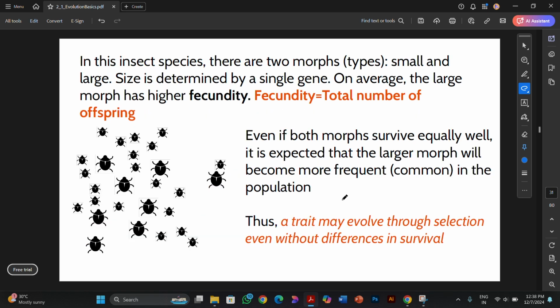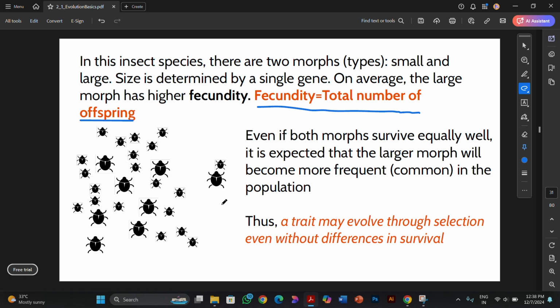Now there is an insect species with two morphs, small and large. Now we will come to fecundity. On average, the morph that has higher fecundity is the large one. Fecundity is defined as the total number of offspring an individual can create. So if both morphs survive equally well, it is expected that the larger morph will become more frequent in the population, because the large one has higher fecundity.